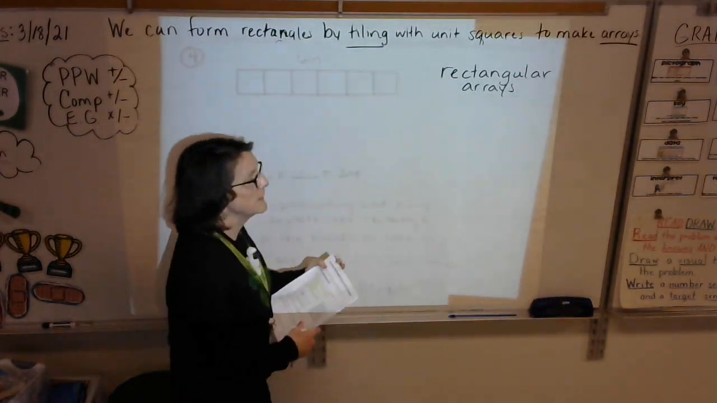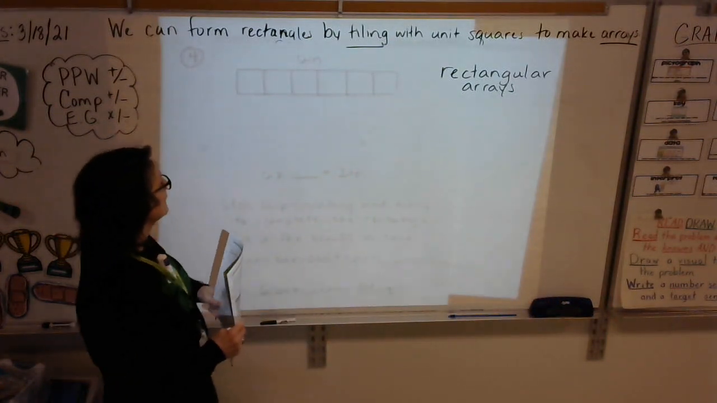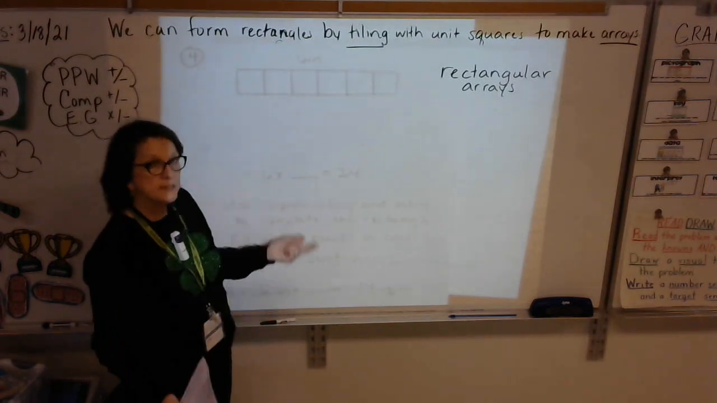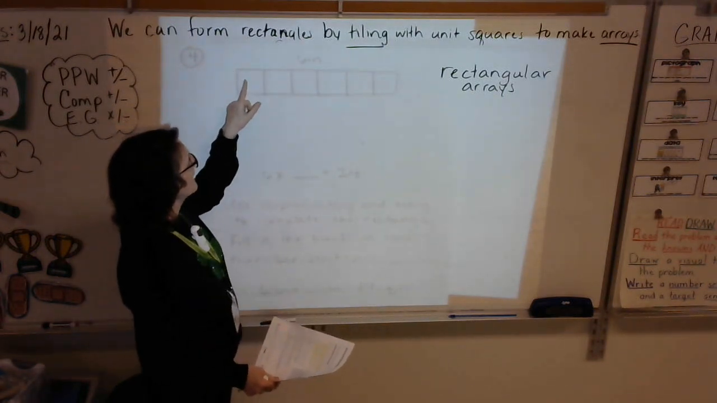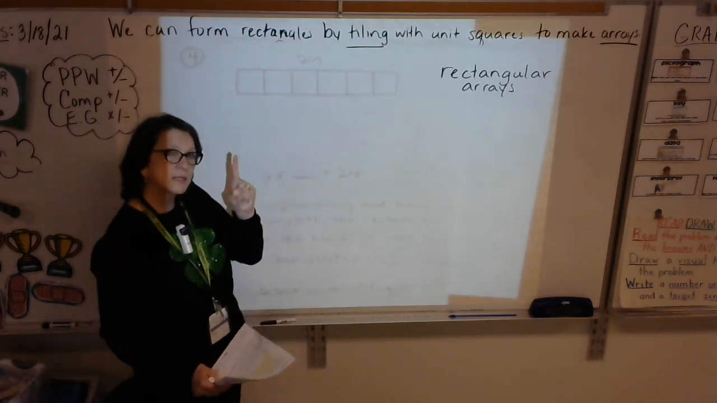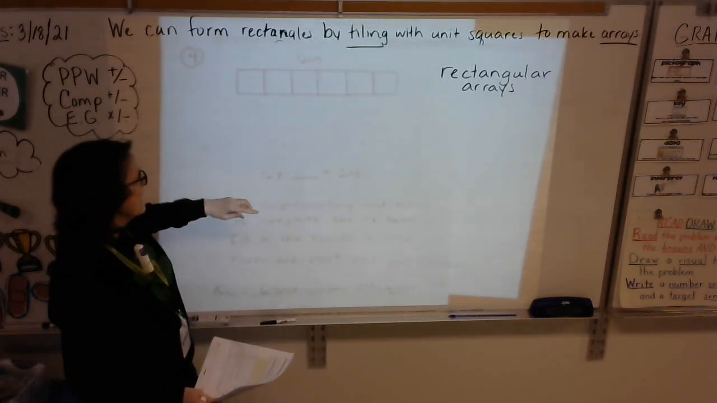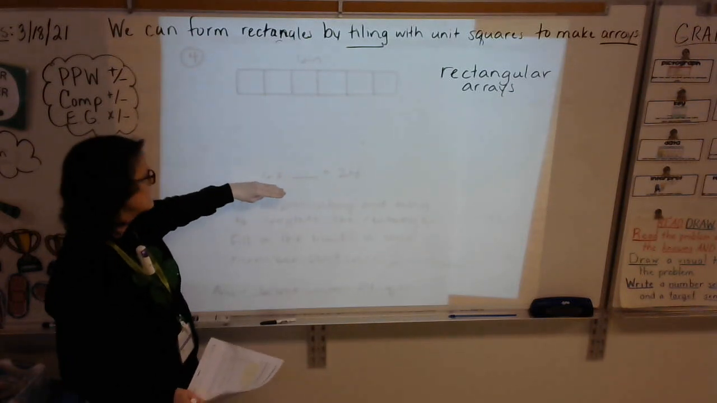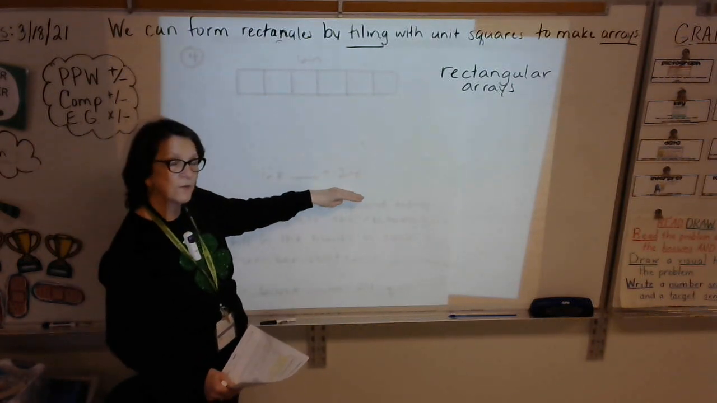Hoping that this is dark enough for you to see and I don't have to trace over it. You can see that we have the start of a rectangle. We have a side that is 6 inches. 1, 2, 3, 4, 5, 6. In other words, that's one of our knowns, okay? Then we have this number sentence, 6 times what equals 24?